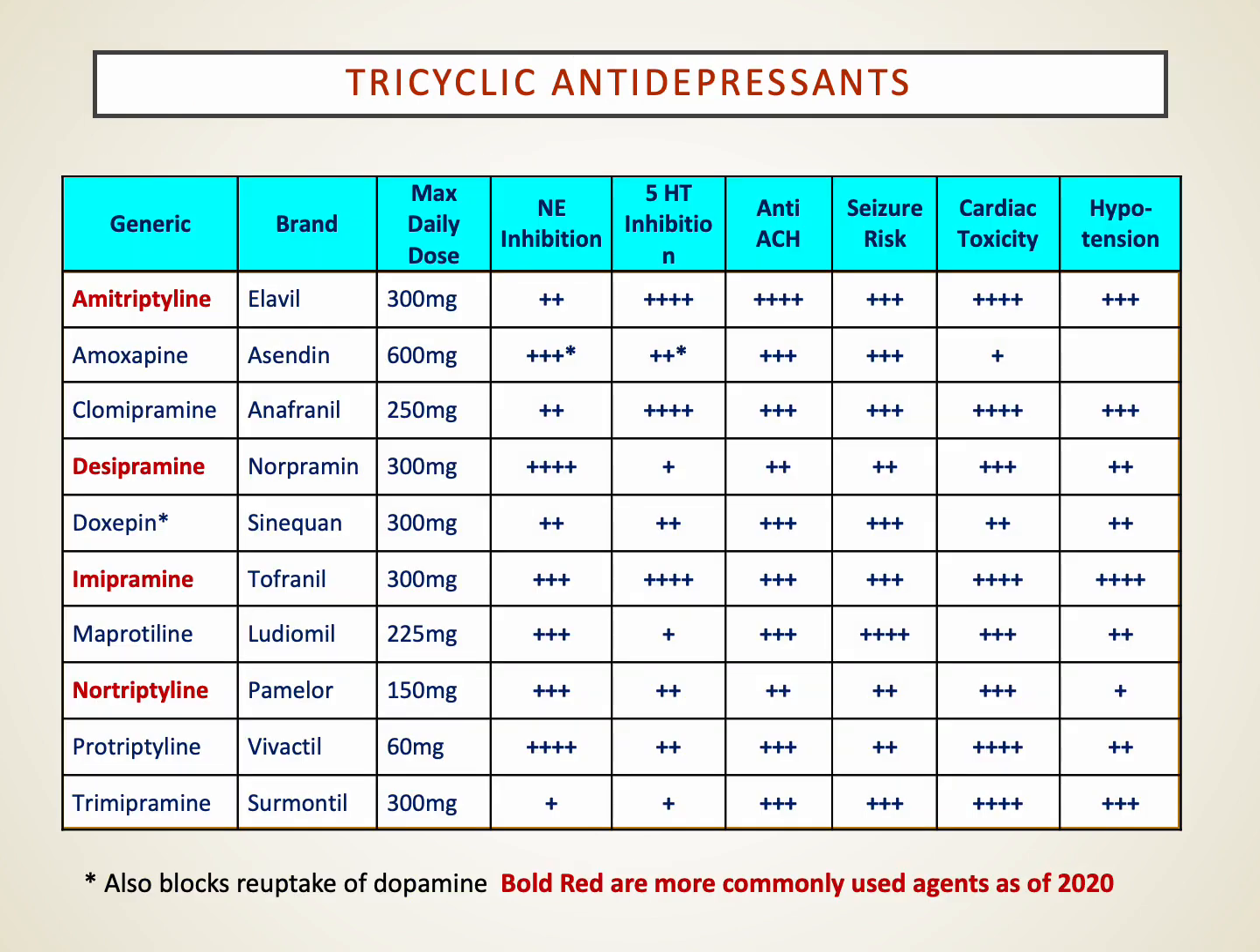Here's a chart that compares all of these agents by their sites of action and some of the other properties they have. But again, the tricyclic antidepressants outside of neuropathic pain are less commonly used, and the ones that are in red here are the ones that you may see more often for neuropathic pain.